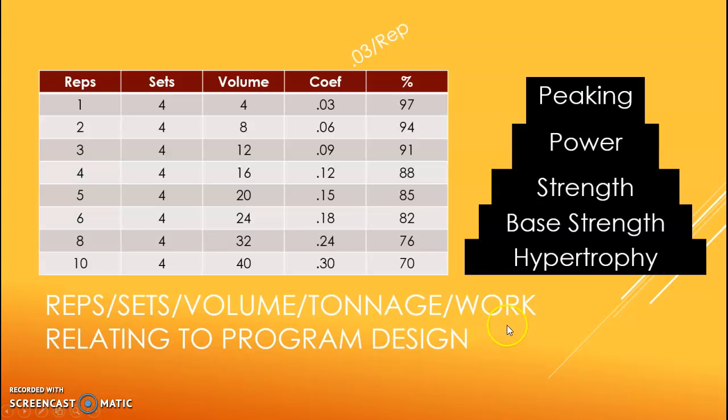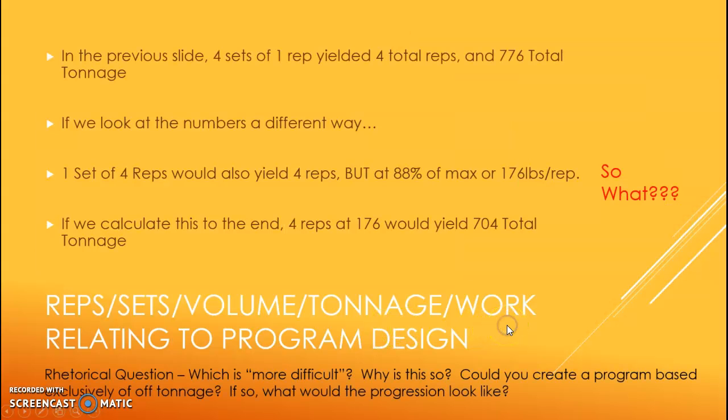You got it, guys? So this begs the question. It's one that you just have to wrap yourself around in this industry, and it's one strength coaches can sit around and talk for hours about. So if I'm a guy that benches 200 pounds for my max and I'm at 88%, well, I'm doing 176 pounds per rep, right? So 176 pounds at 4 reps would yield 704 pounds, okay? Well, 4 sets of 1 would yield 776.